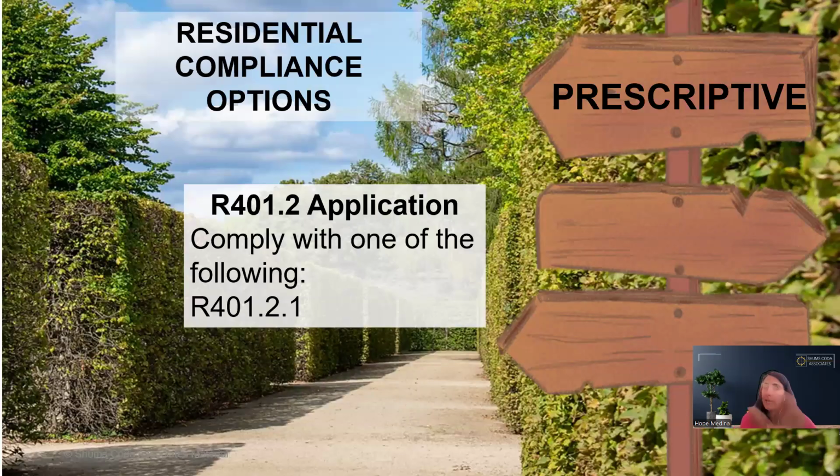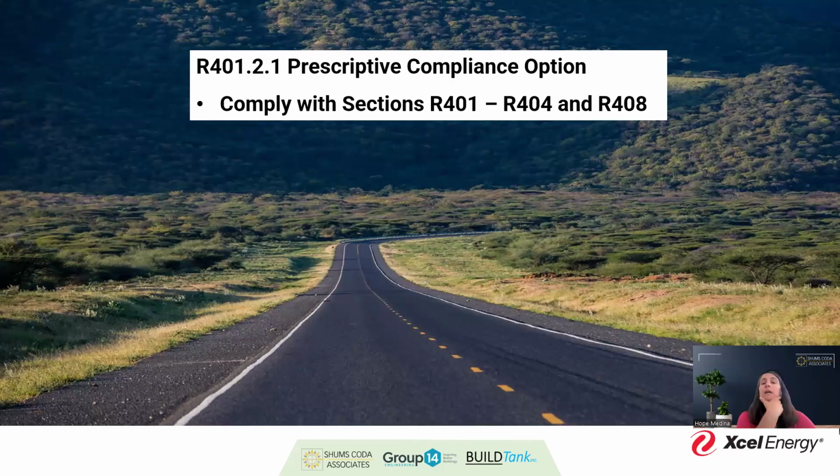R401.2.1, which if we came to the application, it says follow one of the following. We picked 401.2.1. It says that when you choose this particular option, you're going to comply with the requirements that are found in R401 through R404, and you will also have to comply with section R408. Now we'll dive into a high overview of what all of these are pertaining to.